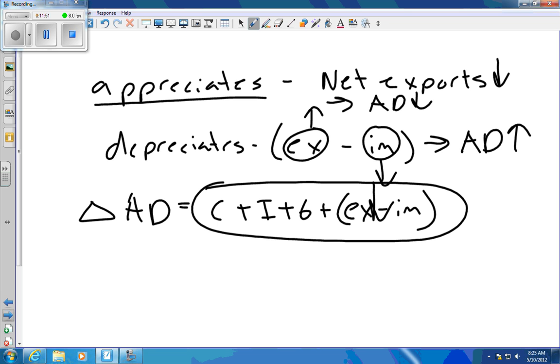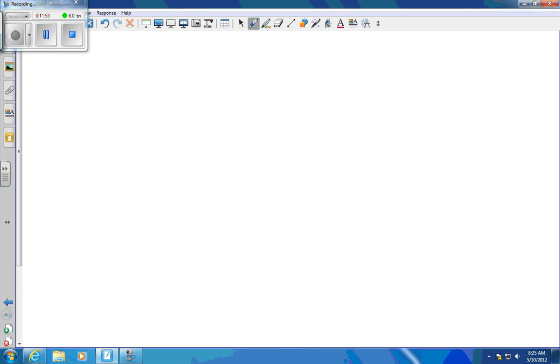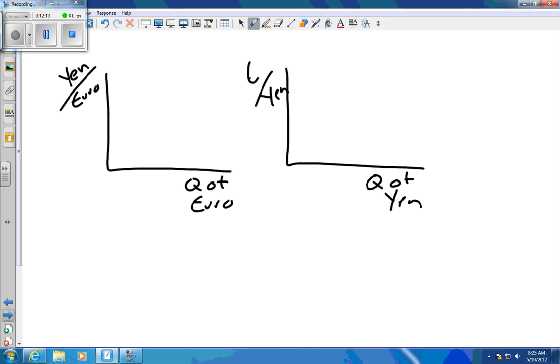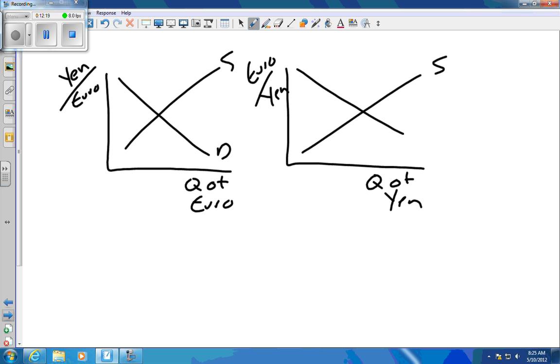Okay? So let's just graph a couple here. We'll say this is quantity of euros. So we're talking about European products, so euro goes there. And we'll say, once again, we're using the yen. And then on this side, it's going to be quantity of yen. So yen goes on the bottom, euro goes on top. You have supply, demand, supply, demand.